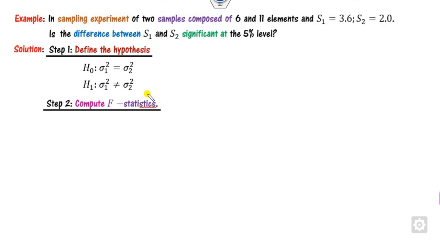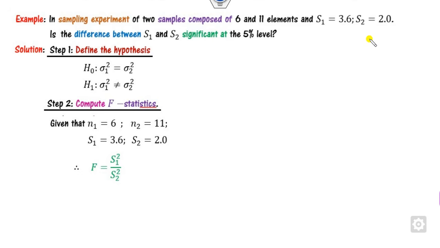So we have to start from here, because nothing else is given to you. Since S1 is greater than S2, we have to apply S1 square upon S2 square. So 3.6 square divided by 2 square. The answer is 3.24. Step number 3 is the conclusion.